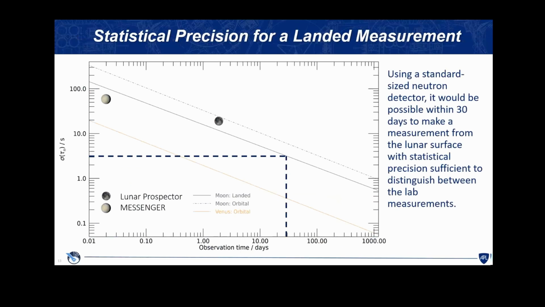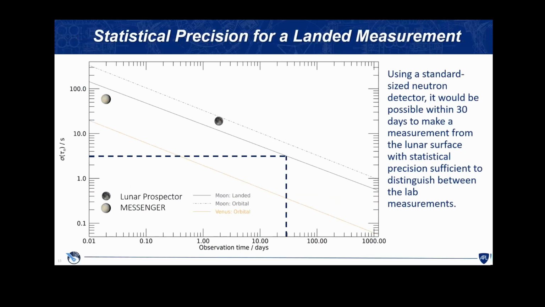Right, so the problem is that we have these two laboratory measurements that are quite precise, but they differ by nanoseconds. So the goal here would be to distinguish between the two. And in order to do that, you need 3-second statistical precision from a landed measurement. And what you can see here is that you get that 3-second precision in 30 days of observation. So the instrument would have to survive the lunar night, but it wouldn't have to operate through the night. And the required observation time could be reduced simply by increasing the area of the detectors.